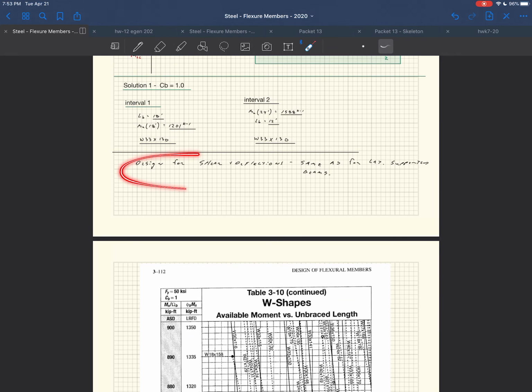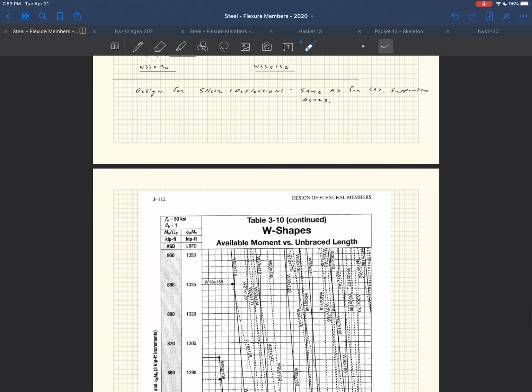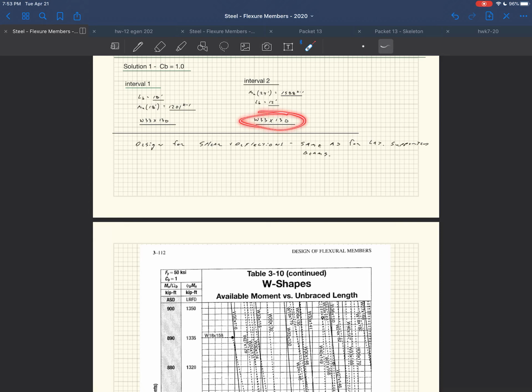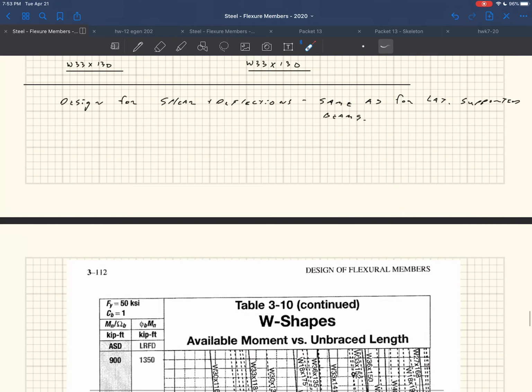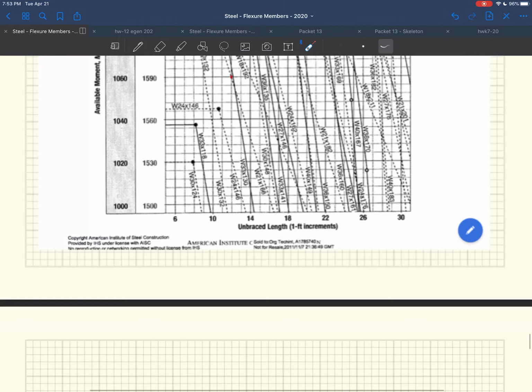So we're not going to cover that as part of this example. I just want to demonstrate to you how you go about using these tables and when you have Cb values and stuff like that. So according to this, W33 by 130 would work. You'd have to go check the deflections and the shear as well, which is really easy to do. It's the same as you did in your last homework. It's not too bad. Okay, so let's go on to the next step.